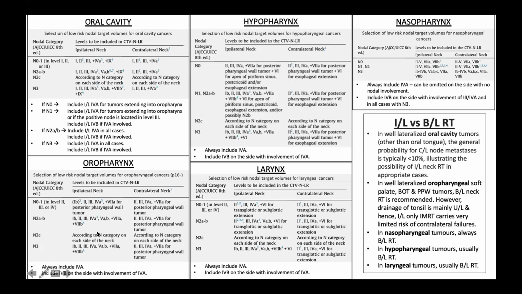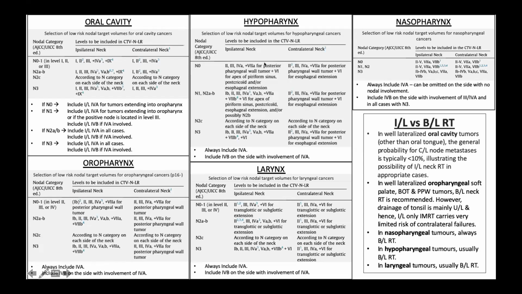Coming to oropharynx, in oropharynx you always include 4A irrespective of the nodal status, because the risk of lymph nodal metastasis in this level from the oropharynx is much higher. And you include level 4B on the side with the involvement of 4A. As I already mentioned, the reason for this distinction was that you don't have to treat all the way up to the manubrium sterni if you don't have nodes in level 4A. So you treat 4B mainly when you have nodes in level 4A. Otherwise, you don't have to extend all the way up to the manubrium sterni.